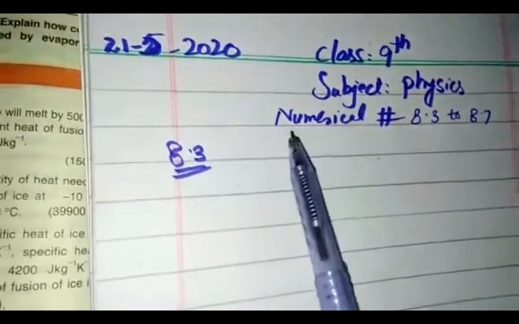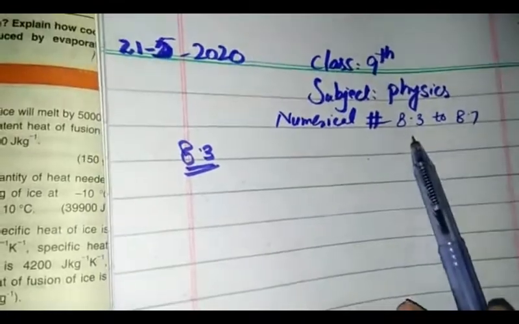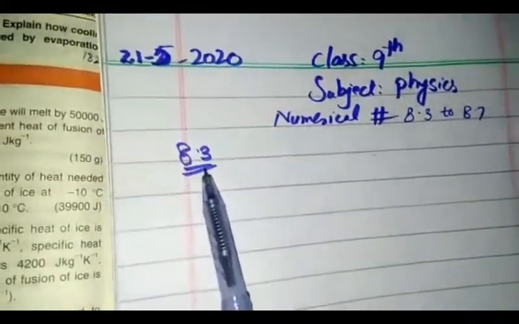Assalamualaikum 9th class. Today we are doing chapter number 8, numericals 8.3 to 8.7. First we have to do numerical number 8.3.